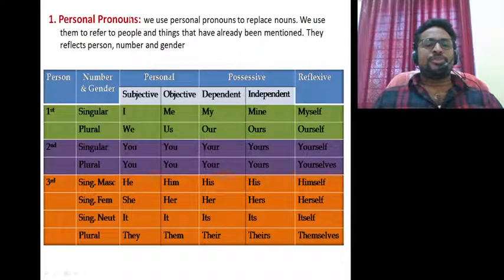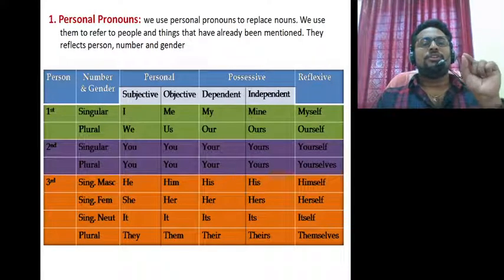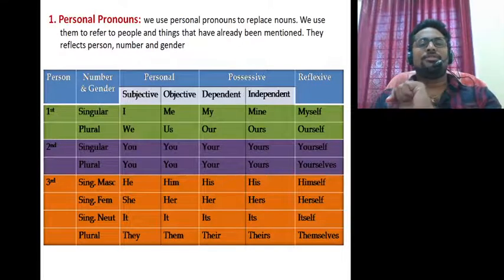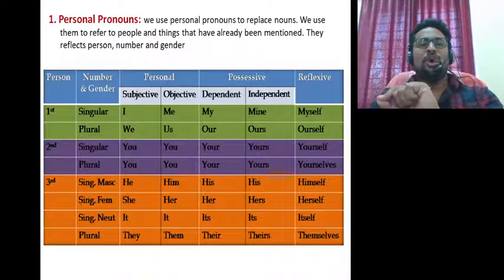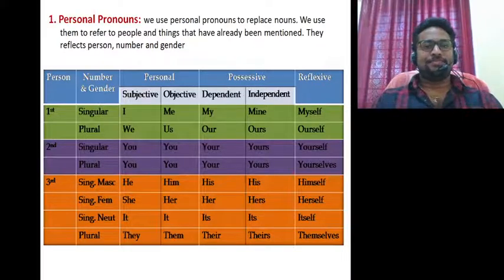Okay? Objective pronouns. In a sentence, we have subject, verb, and object. Whatever sentence you write has to follow this structure: subject, verb, and object. For example, I ate chapati for breakfast. I is the subject, ate is the verb, chapati is the object.